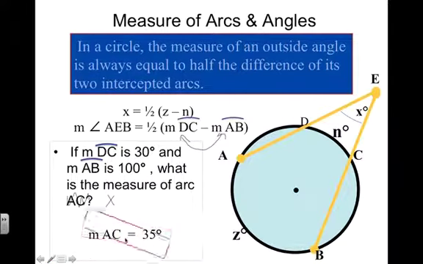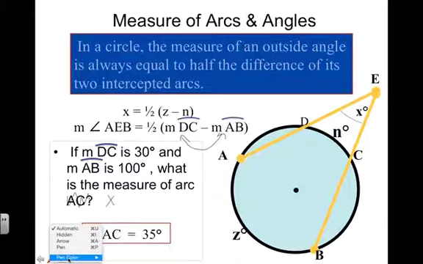And the answer is 35. And again, this is X. Okay, so X is 35. And the reason for that is because we take the outer arc, which they told us is 100, minus the inner arc, which they told us is 30. That gives us 70, and half of 70 is 35.